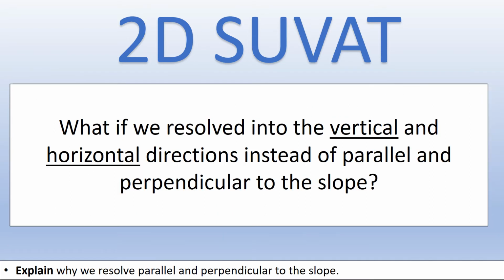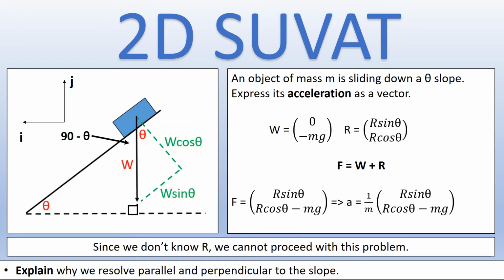So let's have a look at how this would work or wouldn't work if we tried to resolve in vertical and horizontal directions instead. So first off, we can express the weight force in vector form. So we've got our i and j directions this time in horizontal and vertical. And so we get the weight force as 0, because it has no component in the horizontal direction, over minus mg because it's downwards. Reaction force, we would need to split into 2 components there. So our cosine theta would be in the vertical upward direction. Our sine theta would be to the left in the horizontal direction, so that's plus.